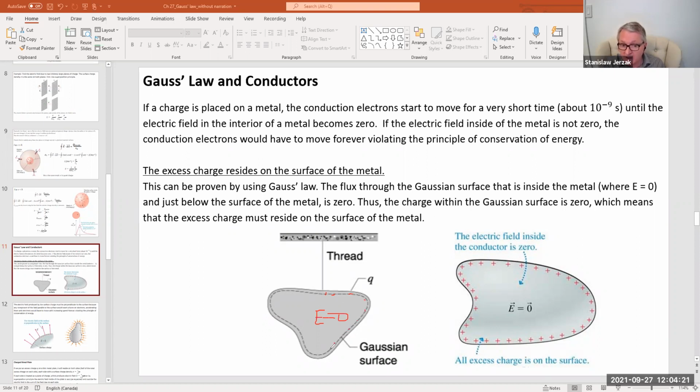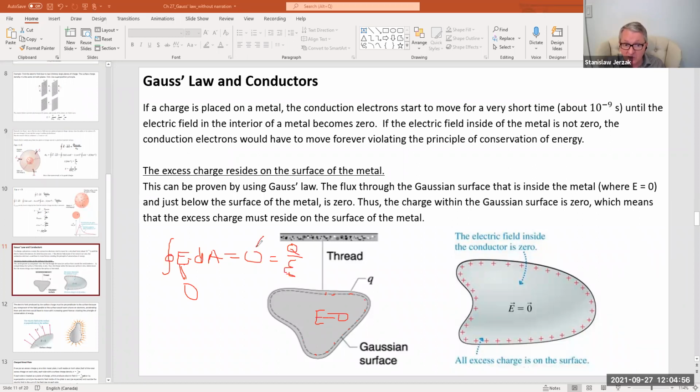So because the electric field on the surface is equal to 0, the flux, the integral of E dot dA, must be equal to 0, because 0 times dA is 0. So the total flux through that Gaussian surface located close to the surface is 0, which means by Gauss's law that the flux must be equal to the total charge inside of the Gaussian surface divided by epsilon 0.